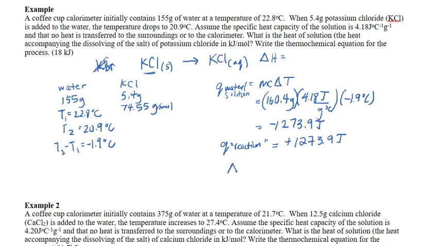The last step is to put it in general. So in general, the delta H is the Q of the reaction, so 1273.9 per mole of the limiting reactant. Our limiting reactant, the only reactant, is our KCl. Our moles here are going to be calculated using mass over molar mass. So it's really important to keep that clear. If I've got a solution, I'm using concentration and volume. If I've got a pure solid, I'm using the mass and the molar mass.